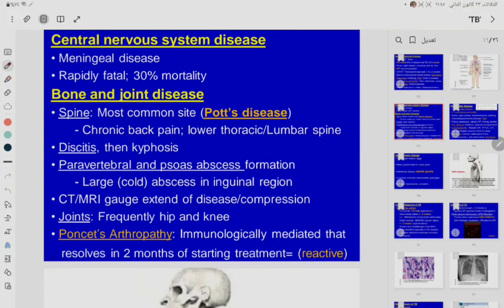Erythema nodosum is immunologically mediated and resolves within 2 months of starting treatment. Again, it's a reactive process, like an immune reconstitution. Pott's disease, hematogenous spread of the TB to the vertebrae, abscesses, discitis, then the kyphoscoliosis. Next.